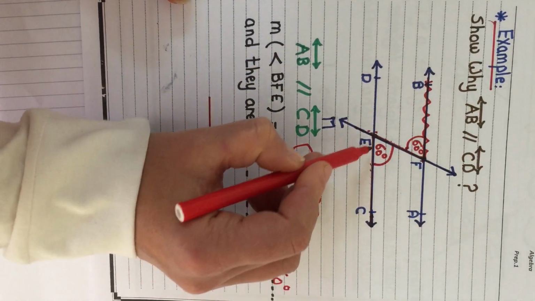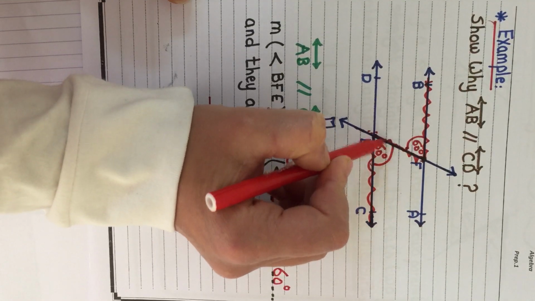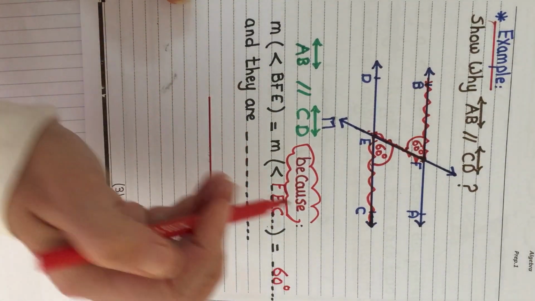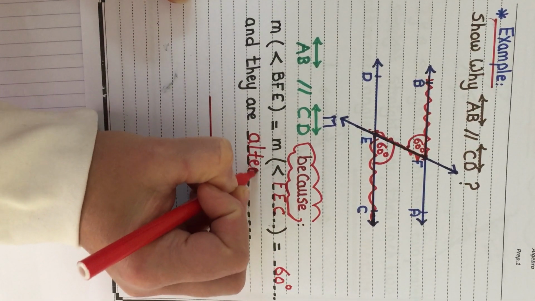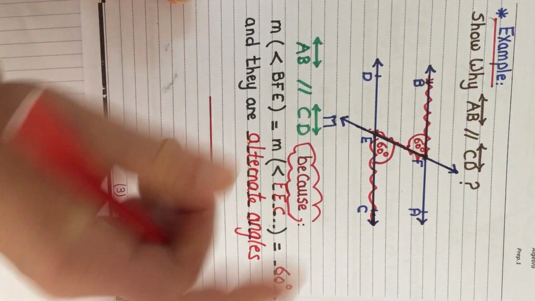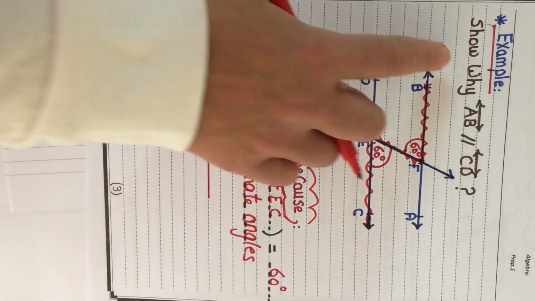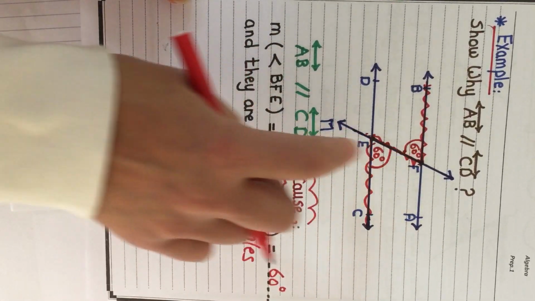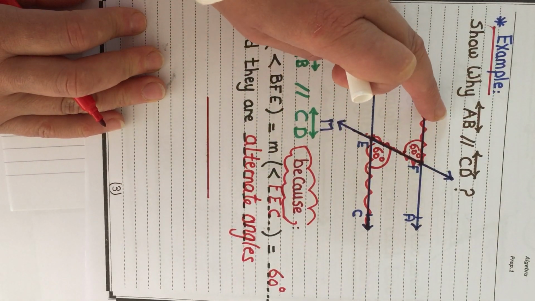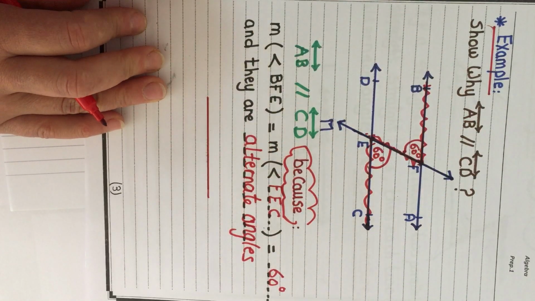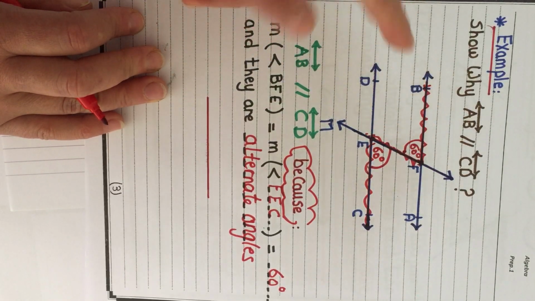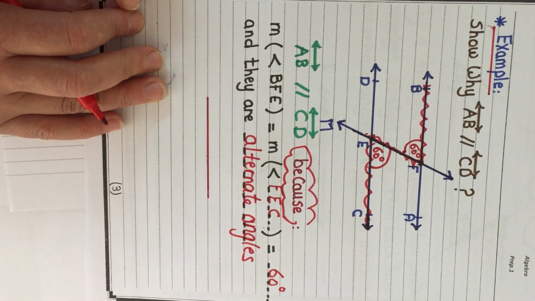Did you see? Parallel lines and the transversal. So we have the letter Z. Each two alternate angles are equal in measure, because they are alternate angles. Okay, so why is AB parallel to CD? Because I found the letter Z, which means each two alternate angles are equal in measure. So if we have alternate angles equal in measure, this means AB is parallel to CD.